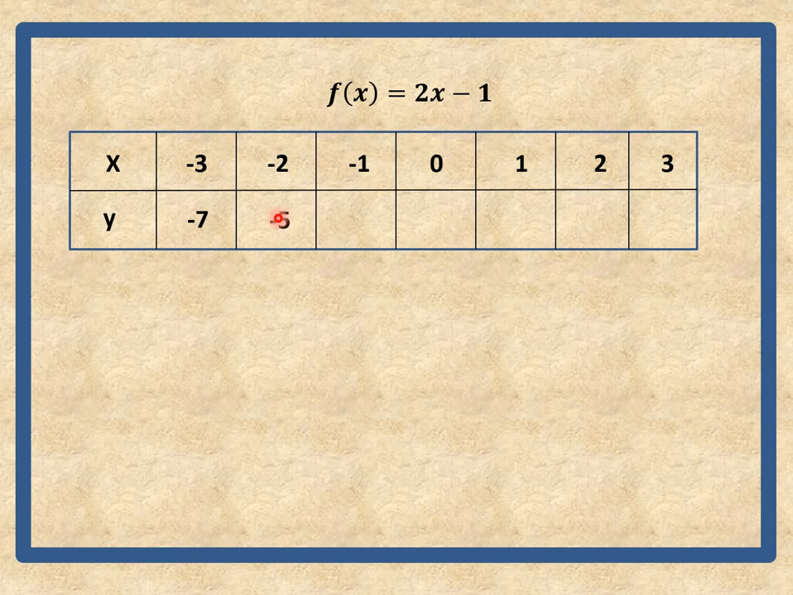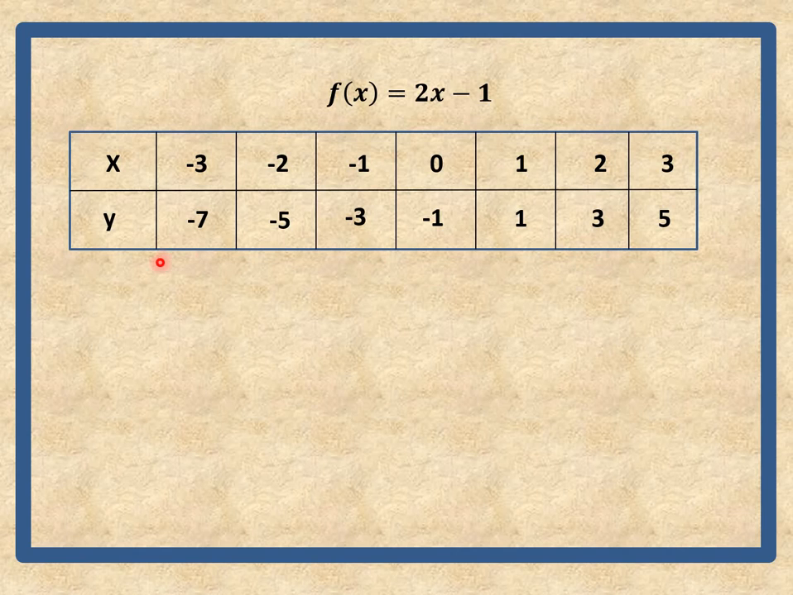If x is negative 2, y is negative 5. If x is negative 1, y is negative 3. If x is 0, y is negative 1. If x is 1, y is 1. If x is 2, y is 3. If x is 3, y is 5. Okay, let's try to analyze the values of our y out of the x values here. So, negative 7, negative 5, negative 3, negative 1, 1, 3, 5.